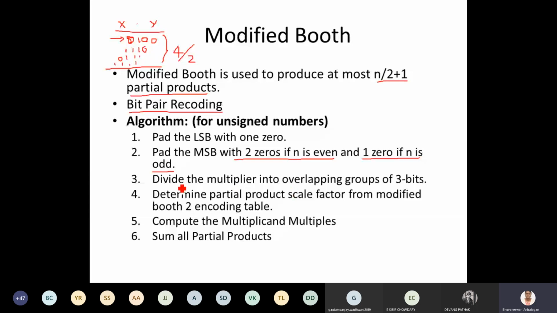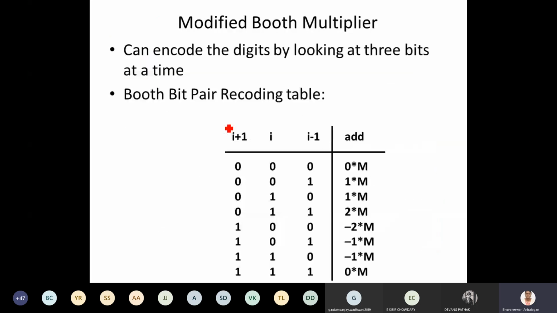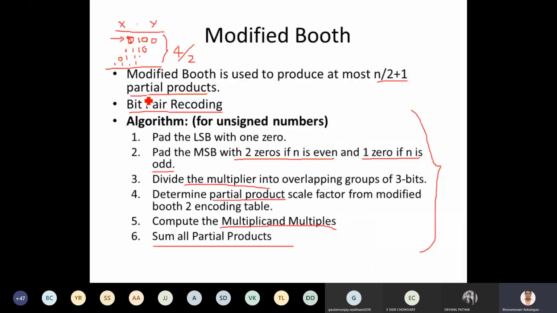So you are going to divide the multiplier here, and you are going to determine the partial product. Then you are going to compute the multiplicand multiples, and at last you will do the sum of all the partial products. You are going to do the sum over here. This algorithm is going to work for unsigned numbers, especially for unsigned numbers. So I have told you one concept: it is going to make use of bit pair recoding.